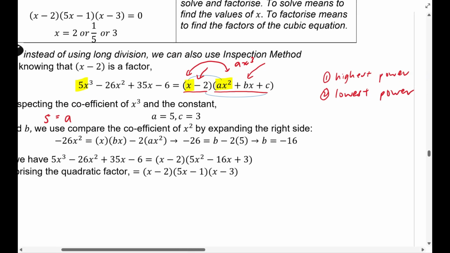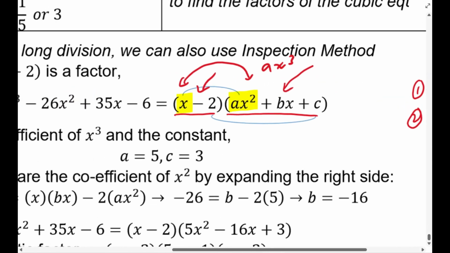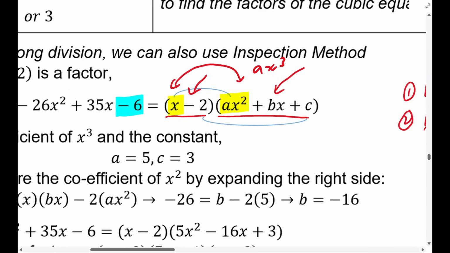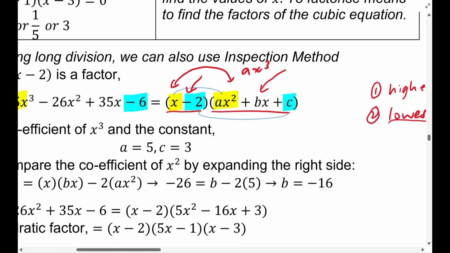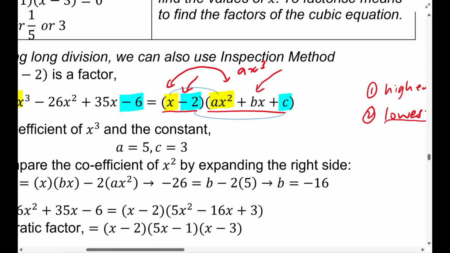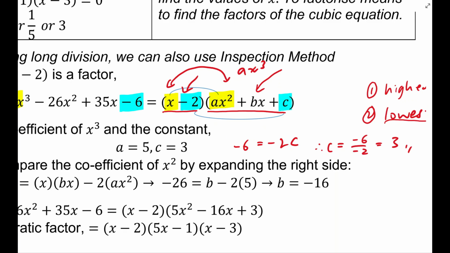Now if we compare, secondly, the lowest power, we'll compare minus 6 on the left hand side, and on the right hand side, you'll be comparing minus 2 and c multiplied, because that's how you get your term that is independent of x, which means there's no x attached to it. So therefore you will end up with minus 6 equals minus 2c. Therefore, c equals minus 6 divided by minus 2 equals 3. So you know that your a equals 5 and your c equals 3.